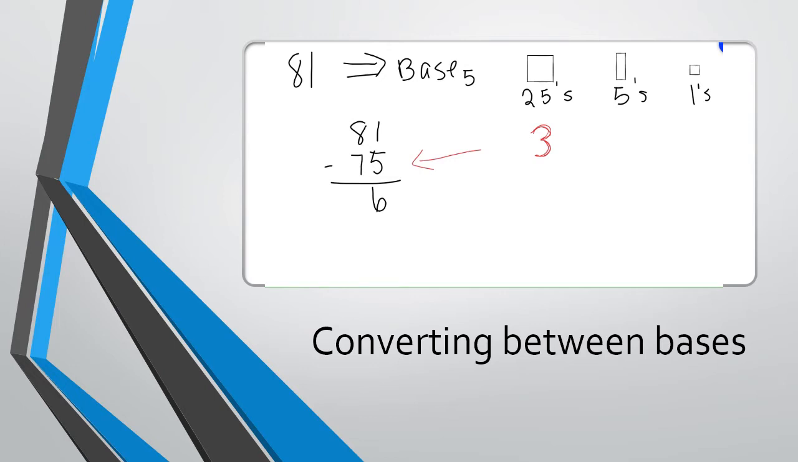Now I've got to hand out 5s, my strips. 1 strip of 5 should do it. Okay, just 1 will be fine. And I'm left with 1 now, and so that means I give out 1 of the 1s. So pictorially, this is going to be 1, 2, 3 mats, 1 strip, and 1 little unit. There we go. So to write 81 base 10 in base 5, that is going to look like 3, 1, 1, base 5.